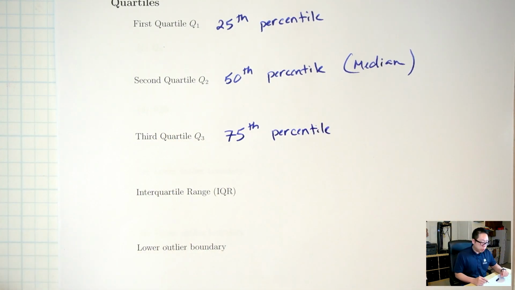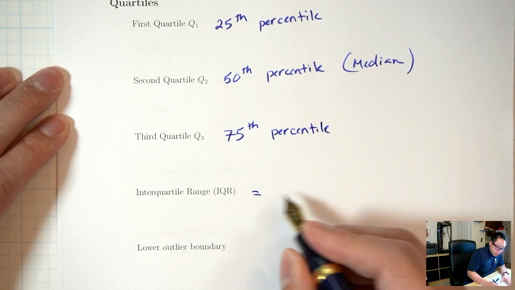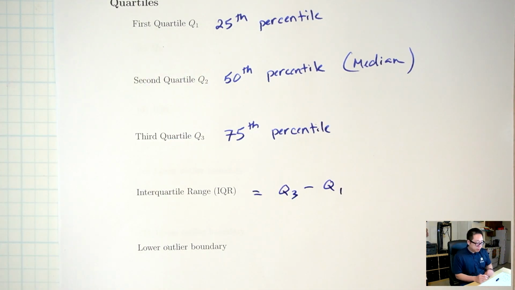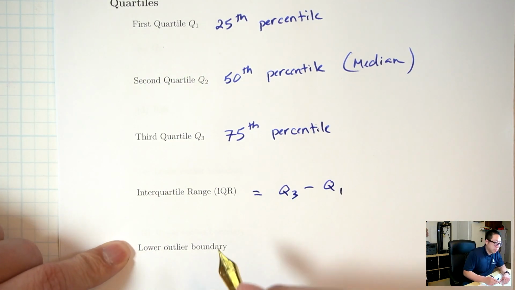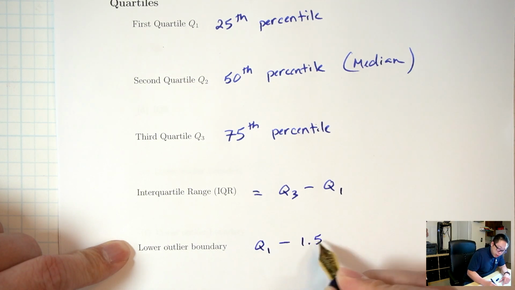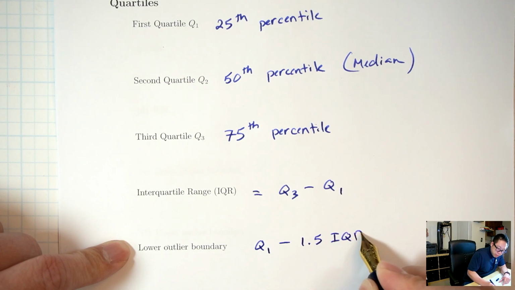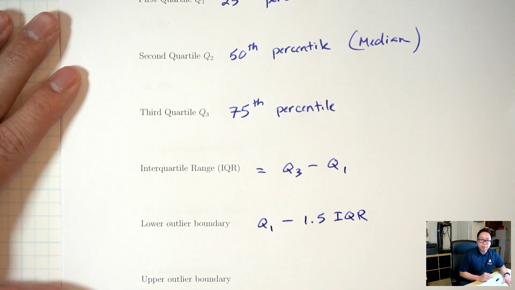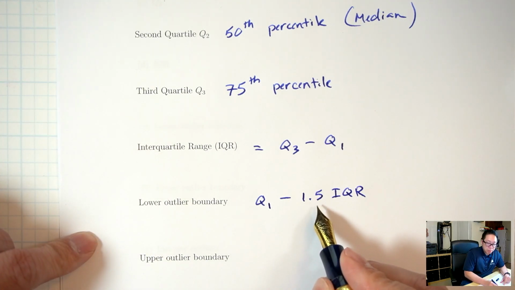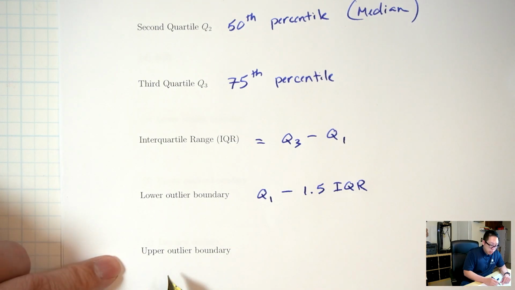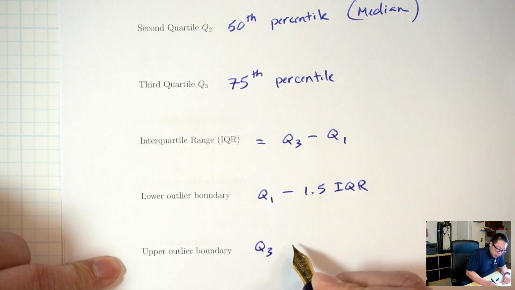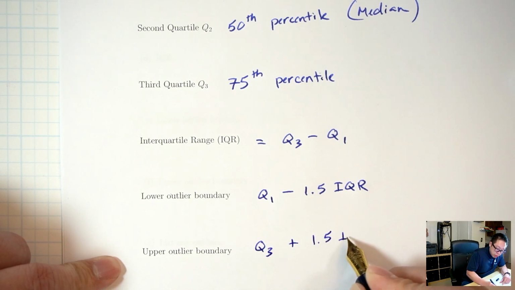The interquartile range is just Q3 minus Q1. Lower outlier boundary is Q1 minus 1.5 IQR. So you start with the lower quartile, which is Q1, and then you go down by 1.5 IQR. Upper outlier boundary, you start with the upper quartile, which is Q3, and you go up by 1.5 IQR.